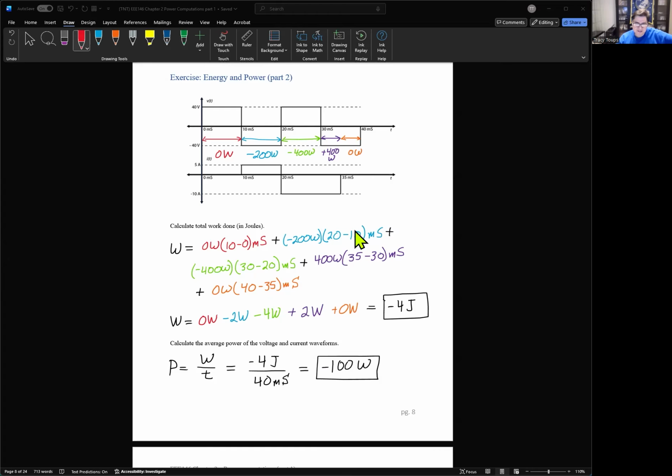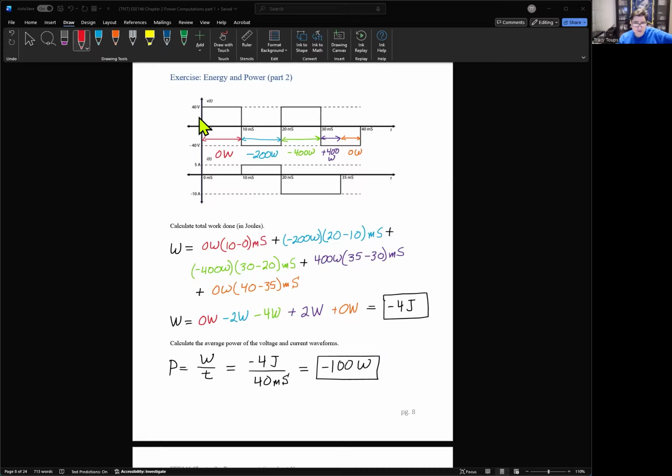So calculator comes out, multiply these all together. You're going to get 0 for the first one, negative 2 for the second one, negative 4 for the third one, positive 2 for the fourth one, and 0 for the fifth one. Add them all together, our net total is negative 4 joules.